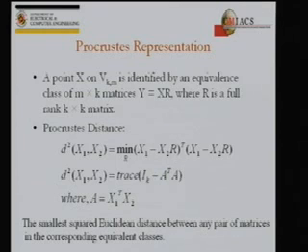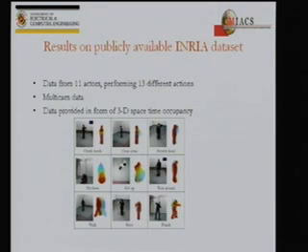This is a standard calculation for identifying Procrustes distances, the separation between them, and then we use that for the INRIA data set. There are all these activities: checking watch, cross arms, scratch head, turn around, sit down, walk, and so forth, and 11 actors performing 13 different actions. So it's multi-camera data. If you are interested in activity recognition, this is a good data set to have.